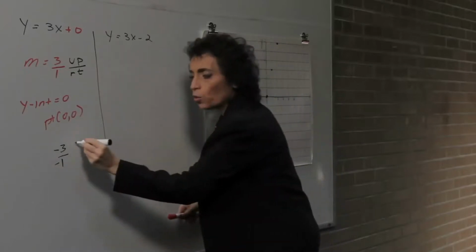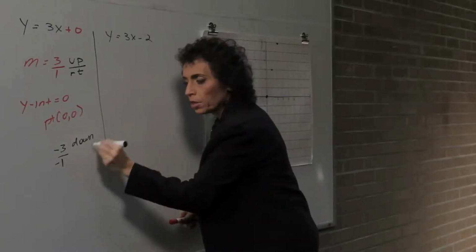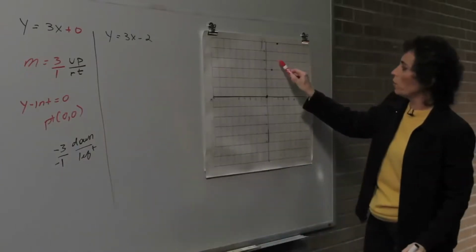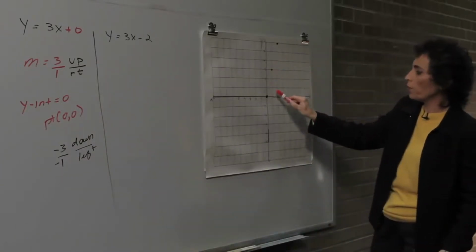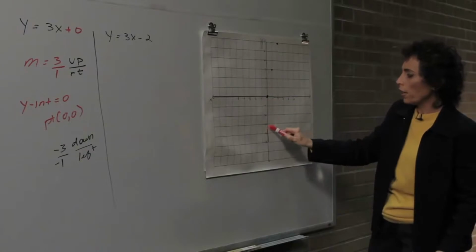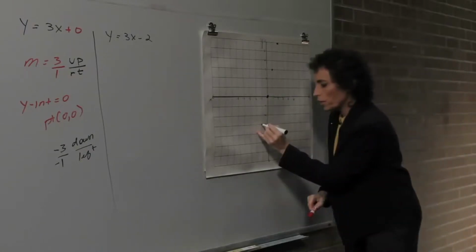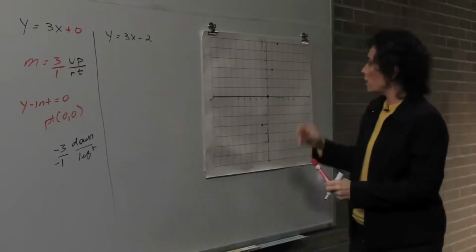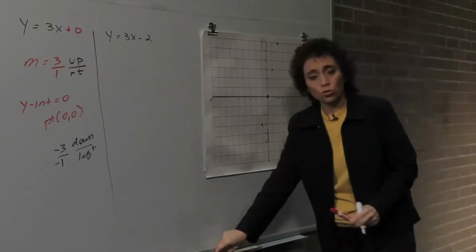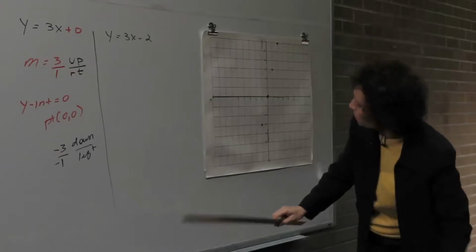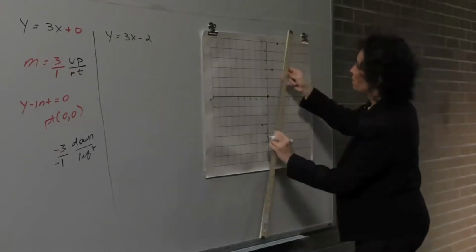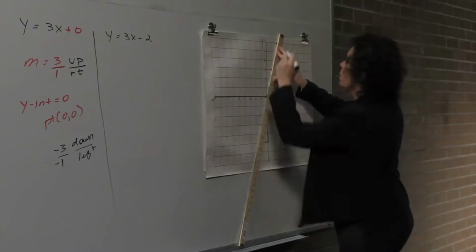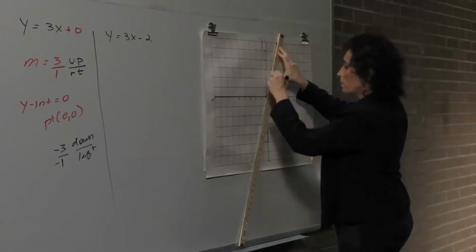I could even go down 3 to the left 1. Down 3, 1, 2, 3, to the left 1. Down 3 to the left 1. So I could do that all day, but I think I'll stop because I'm tired. Okay, so that's it. That's my line, y equals 3x. Pretty cool. Goes through the origin. Okay, so now I'm going to draw my line.